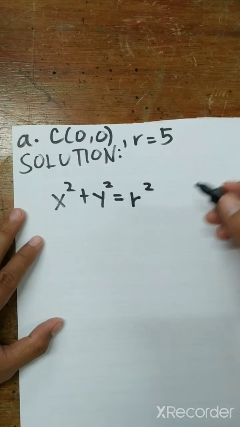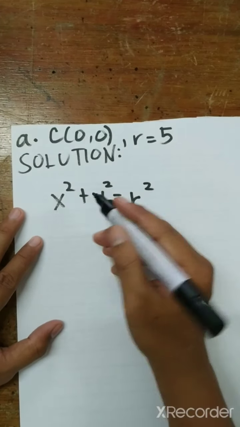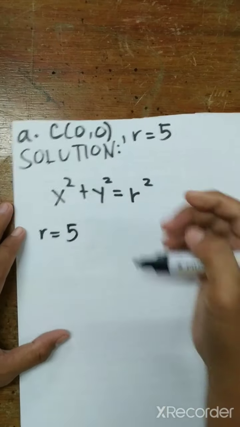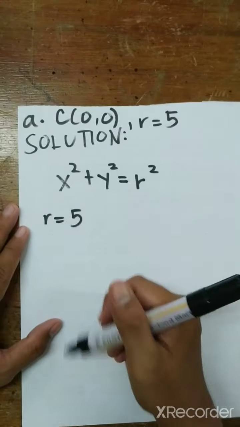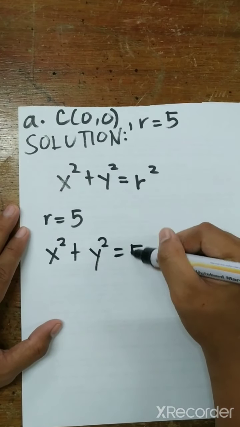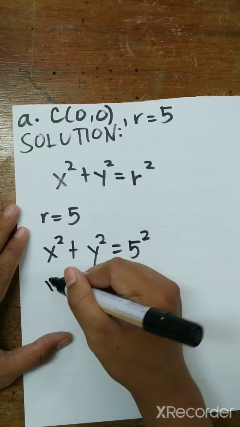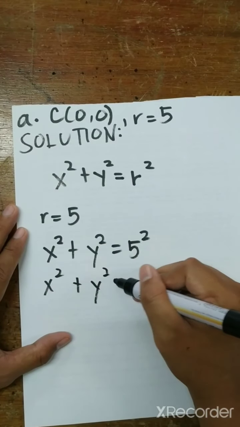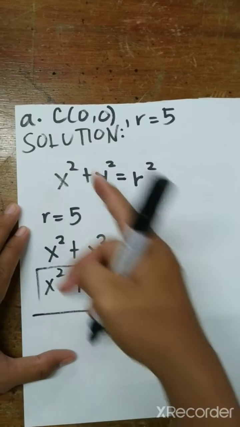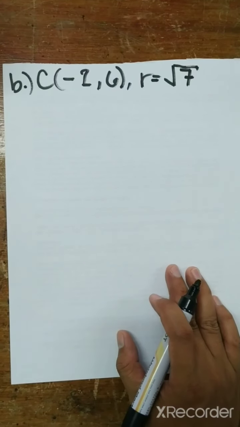Okay? So our r is 5. Since our r is 5, we're going to substitute r into our equation, which would give us 5 squared. Simplifying it will give us 25. So this is our standard equation for our first example.